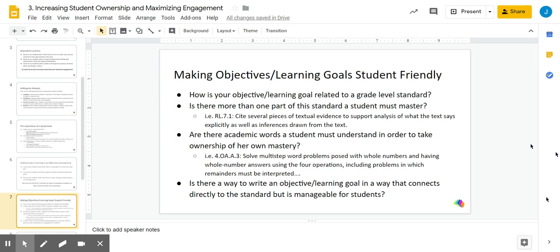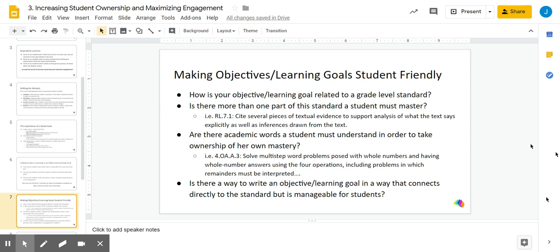So for example, the 7th grade reading standard, Standard 1, says cite several pieces of textual evidence to support analysis of what the text says explicitly, as well as inferences drawn from the text. So you're doing two things here. You're citing evidence to support an analysis of what the text says explicitly, and you're also citing evidence to support inferences that you've drawn from the text. So there's kind of two sections a student has to master to do this.